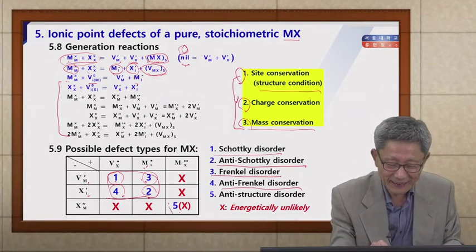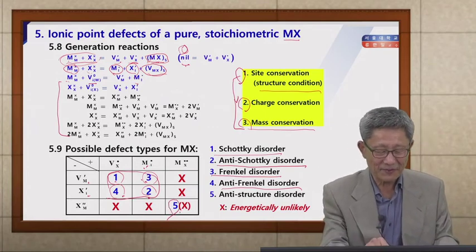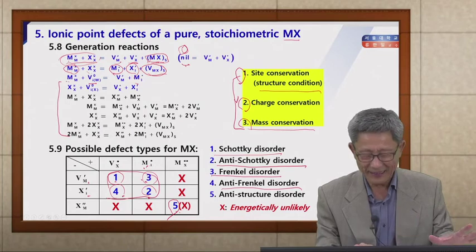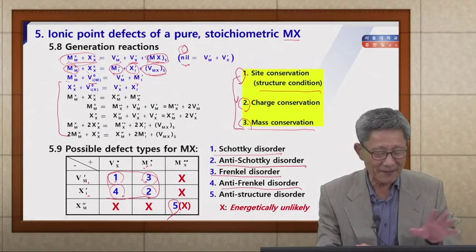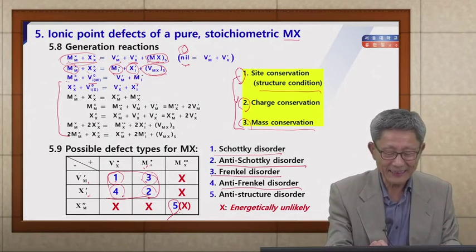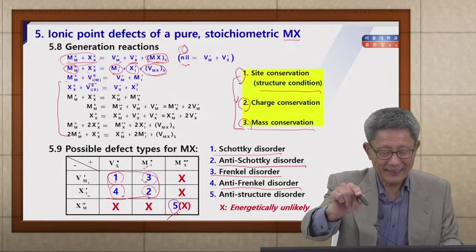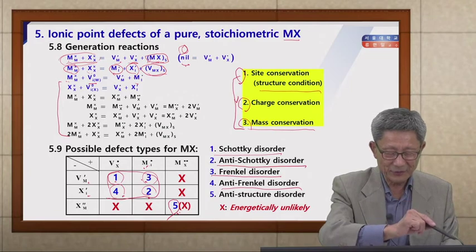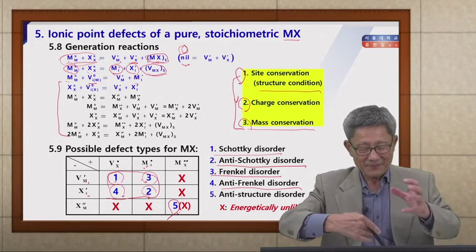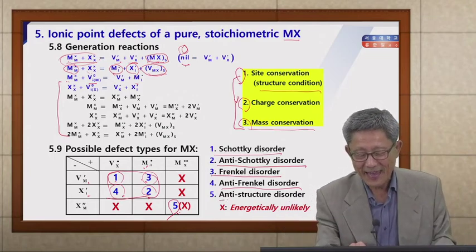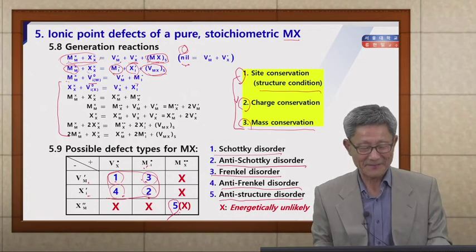And what about this 5th defect? Actually, as far as I am concerned, I have never seen this 5th kind. But anyhow, it has a special name because M goes to the X site and X comes to the M site. So the structure is quite opposite. Therefore, it is called anti-structure disorder.